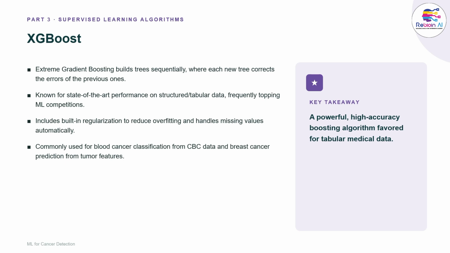This boosting approach tends to produce extremely high accuracy on structured tabular data. So much so that XGBoost dominates ML competitions on platforms like Kaggle and is a staple in real medical ML pipelines. It has built-in regularization to prevent overfitting and handles missing values automatically. For cancer prediction, it's commonly used both for blood cancer classification from lab values and breast cancer prediction from tumor features.